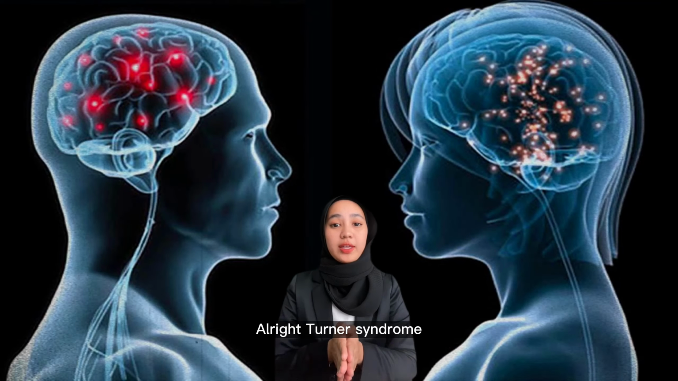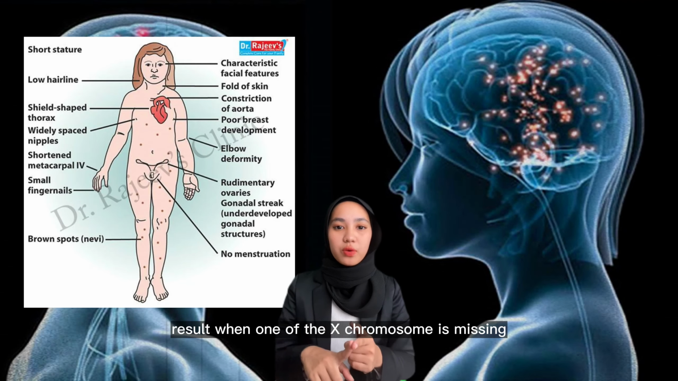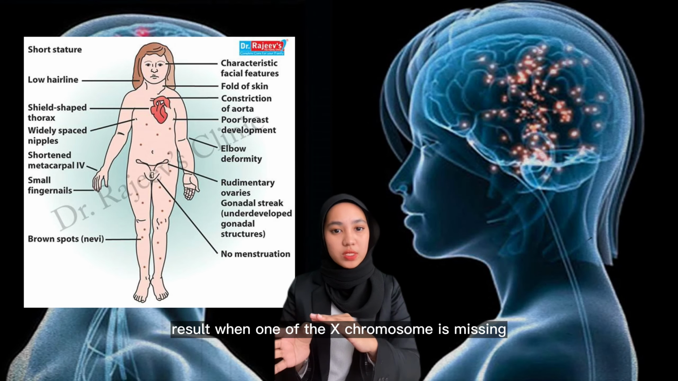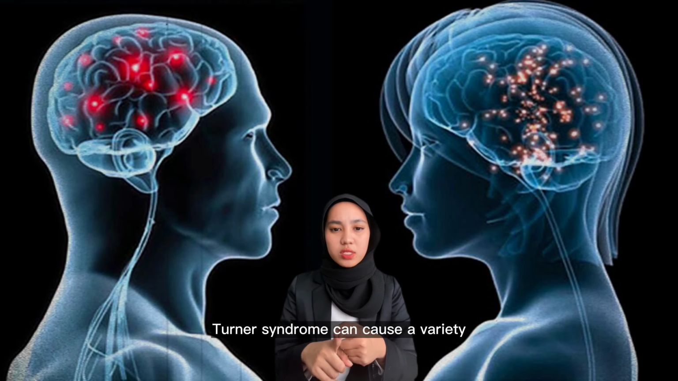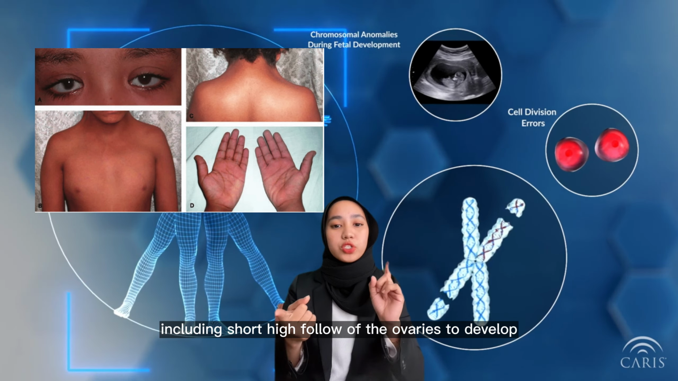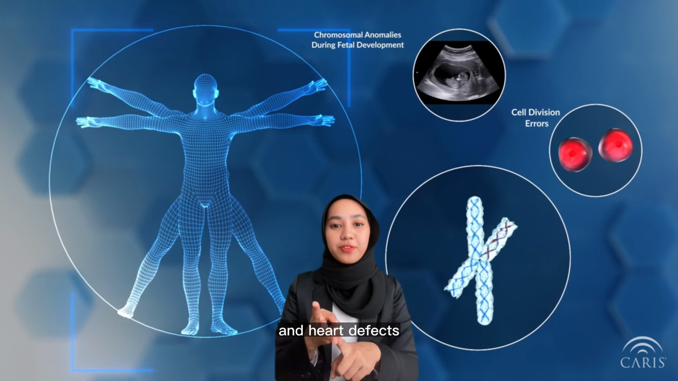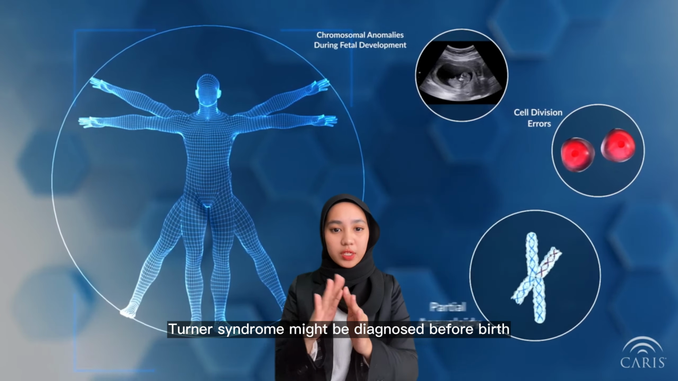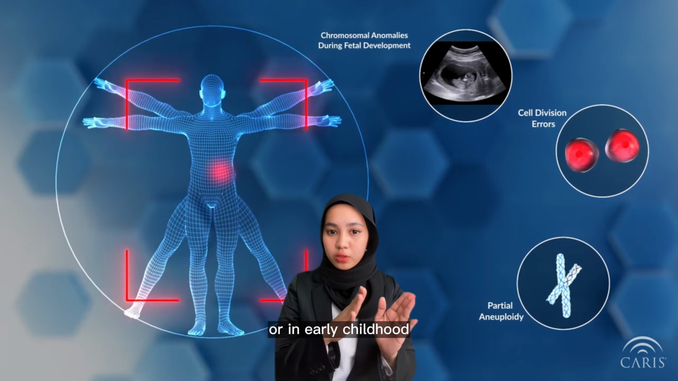Turner syndrome. Turner syndrome is a condition that affects only females, resulting when one of the X chromosomes is missing or partially missing. Turner syndrome can cause a variety of medical and developmental problems, including short height, failure of the ovaries to develop, and heart defects. Turner syndrome might be diagnosed before birth, during infancy, or in early childhood.